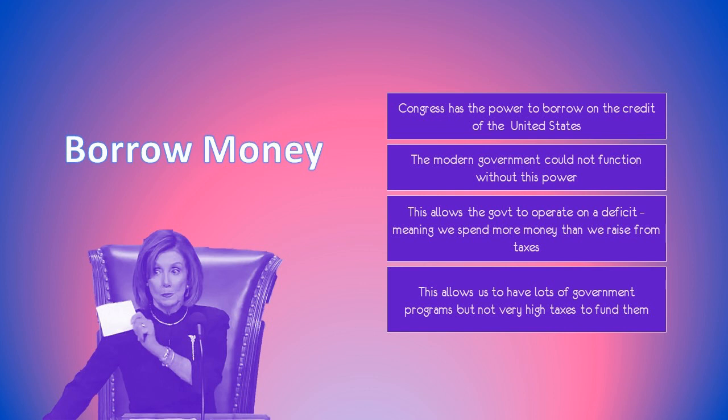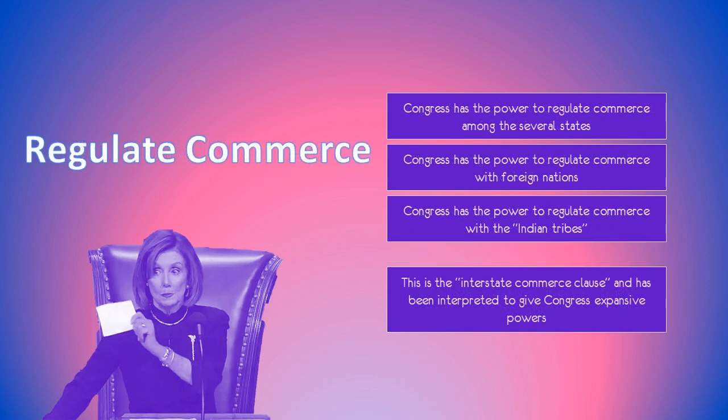We spend way more money than we make from taxes every year, and this gets added on to our national debt. The fact that Congress can borrow money and does do so allows us to have all sorts of government programs that are popular, but also very low taxes. We don't necessarily fund them as much as we need to, but that is the way that our politicians choose to operate.